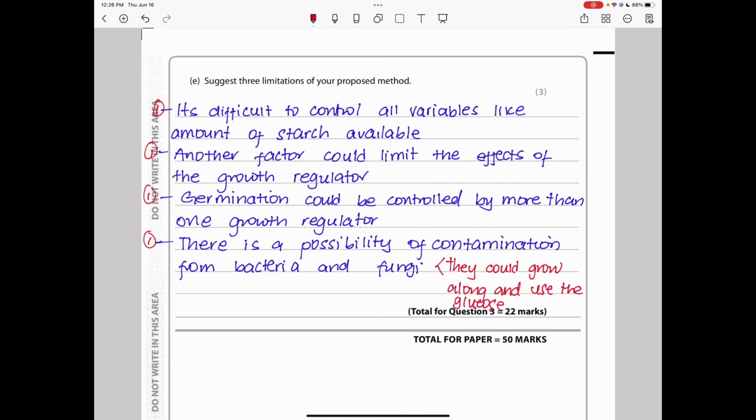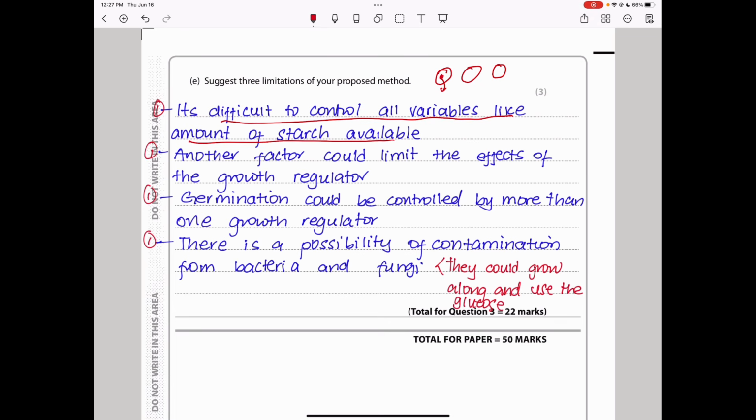Lastly, suggest 3 limitations of your proposed method. Our proposed method could have limitations because, since we are using seeds, different seeds are going to have different concentrations of amylase, and therefore it can be released differently. Or even different seeds could have different concentrations of starch, and as the amylase is being released, it could break up some of the starch inside the seed before it comes onto the starch agar you have put it onto. So there is a difficulty in controlling variables like the amount of starch available.